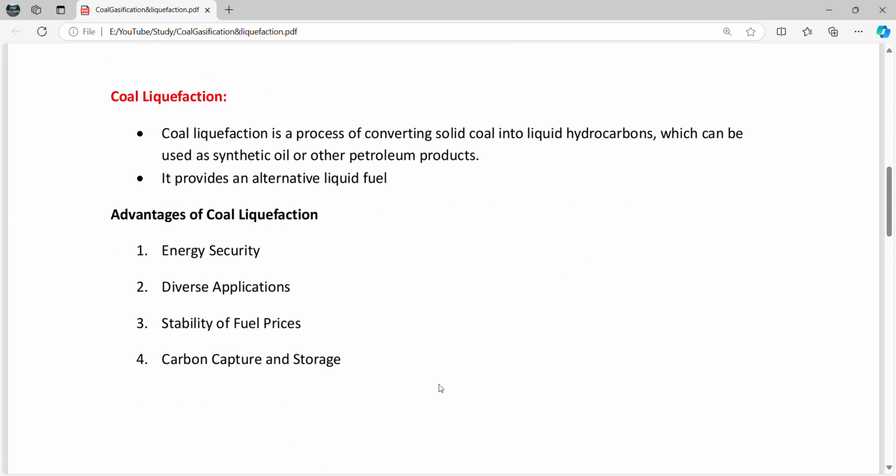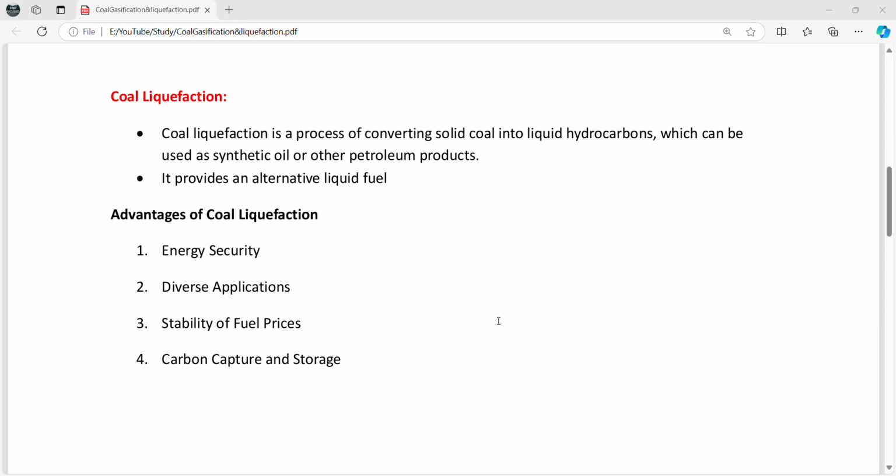Coming to the advantages of coal liquefaction, it provides an alternative to imported crude oil, which in turn provides energy security for our country. It is essential for countries with large coal reserves and high oil imports. And it also has diverse applications.